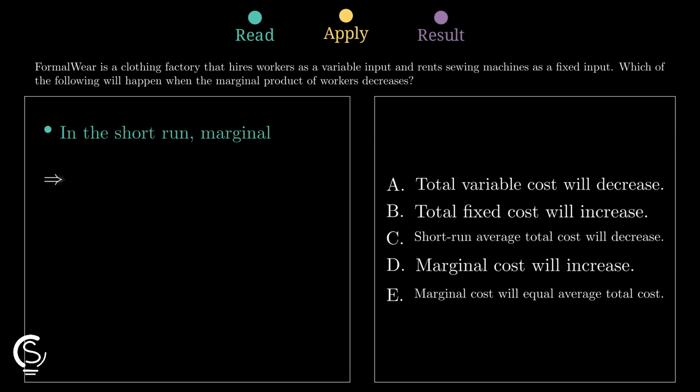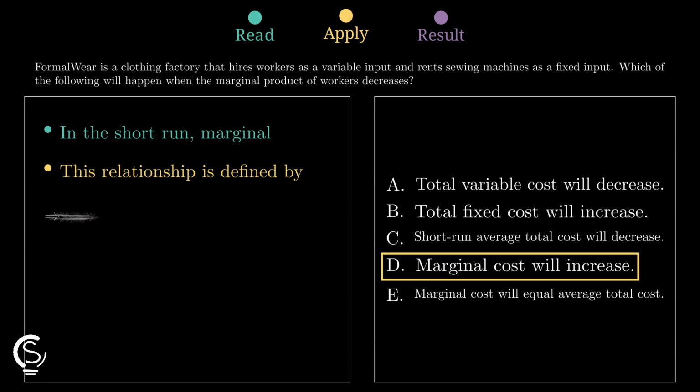When the marginal product of workers decreases, the cost of adding one more unit of output increases. Option D is the final winner.